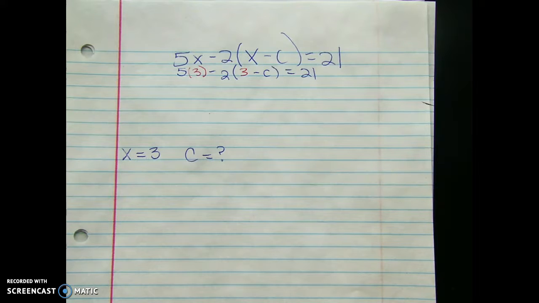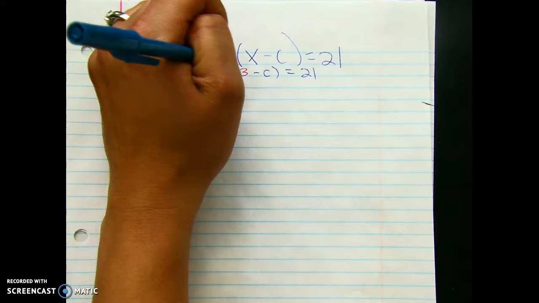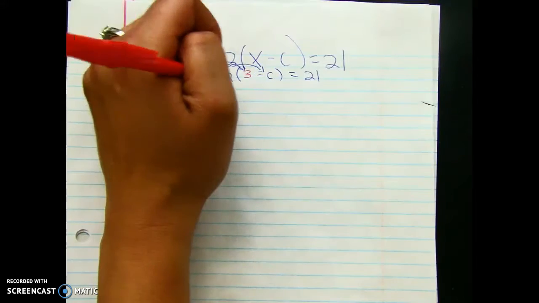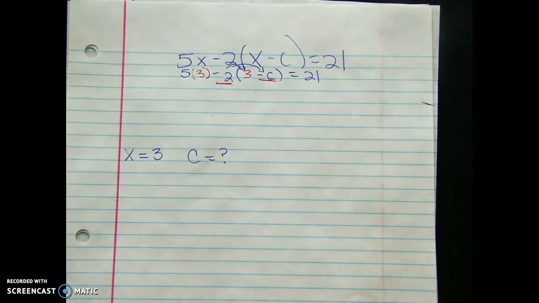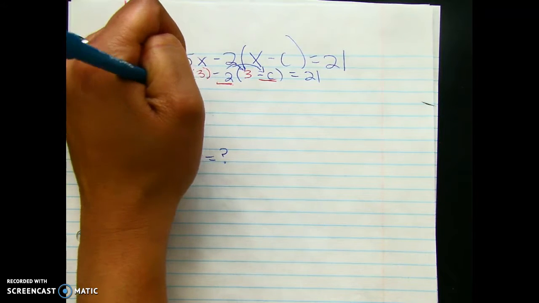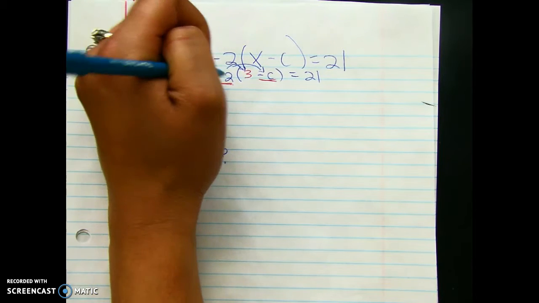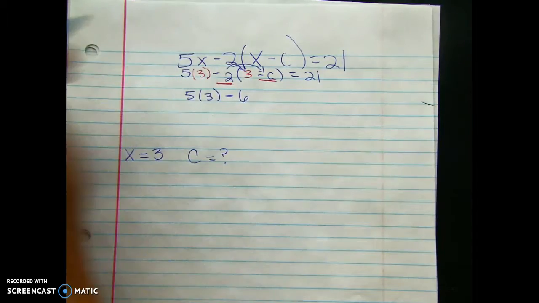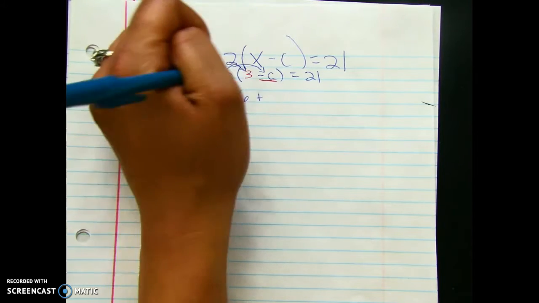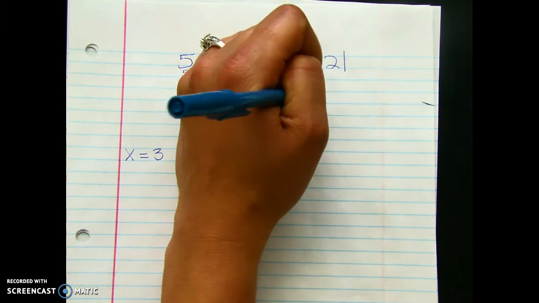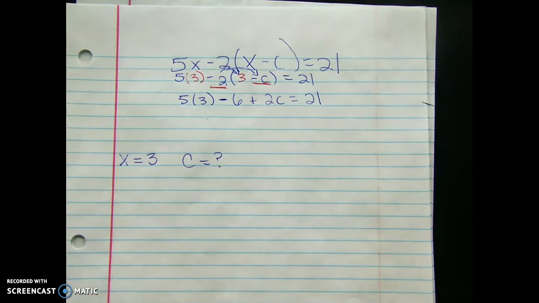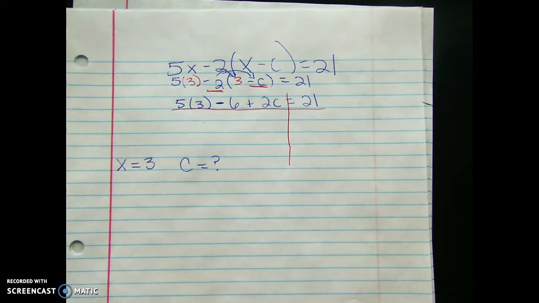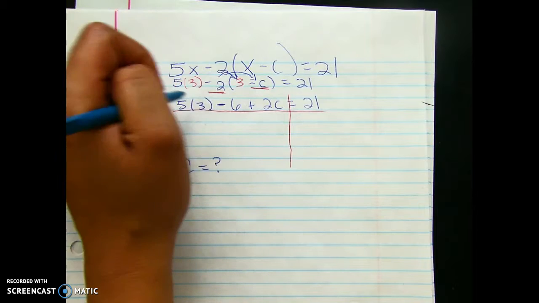So using my steps that are on my book, I'm going to distribute first to each side. But what I want you to notice is that this is a negative and this is a negative. So I'm going to write this as 5 times 3. Negative 2 times 3. Negative times a positive is a negative. 2 times 3 is 6. Negative times a negative is a positive. 2c equals 21. Right? I am going to make sure I have my t-chart created so I know what I'm doing. And now I'm going to multiply so I can simplify this.